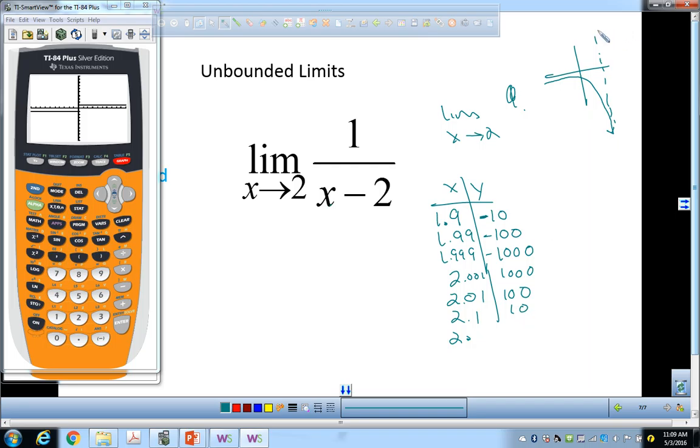Anyway, I get a graph that looks like this. If you have something like this, you can say that the limit also does not exist, because I'm approaching an infinite value. If I approach a huge number, either negative infinity or positive infinity, that's another way to say the limit does not exist. There's no number that I'm approaching as I get closer.